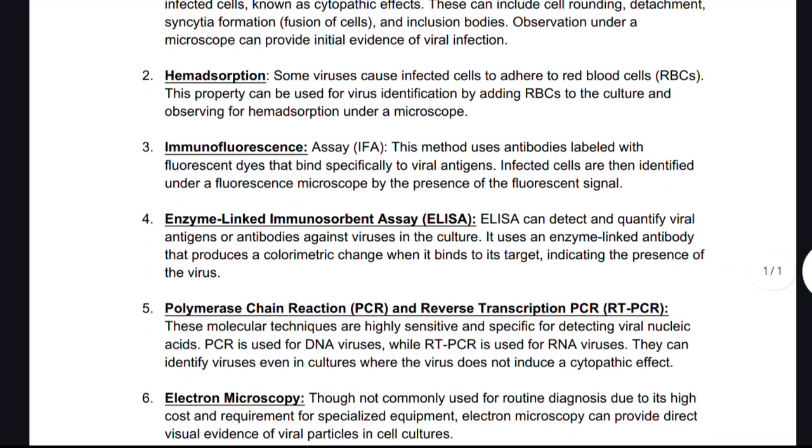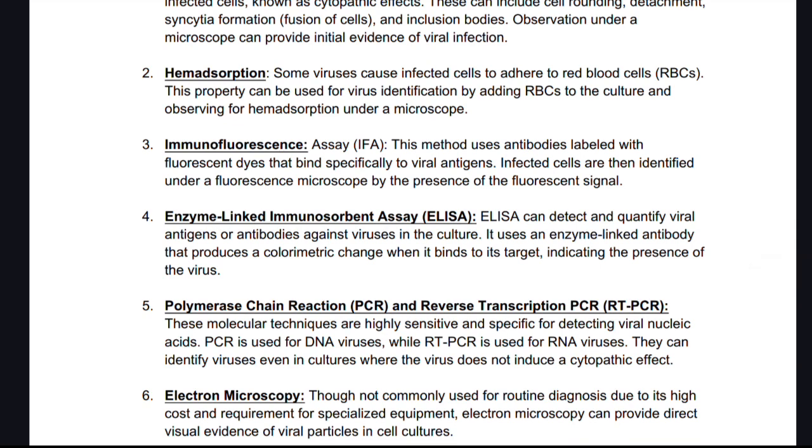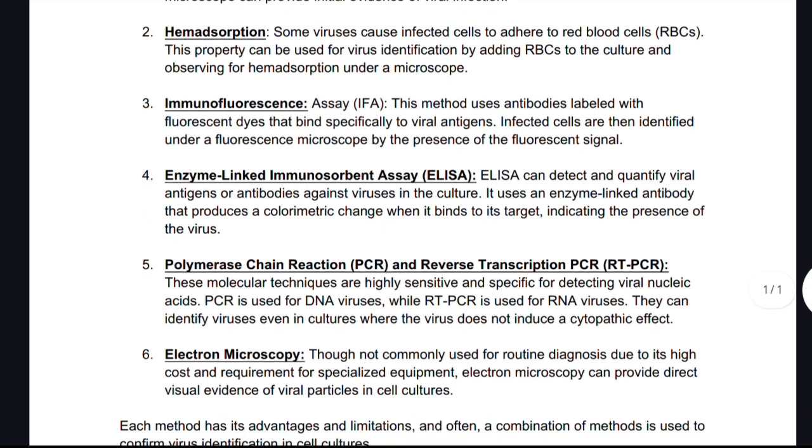And the second one is heme absorption. In this, some viruses infect the red blood cells, RBCs, erythrocytes, and when the RBCs are added to the culture, heme absorption occurs by the viruses. That indicates that the virus is also included in the blood cells.